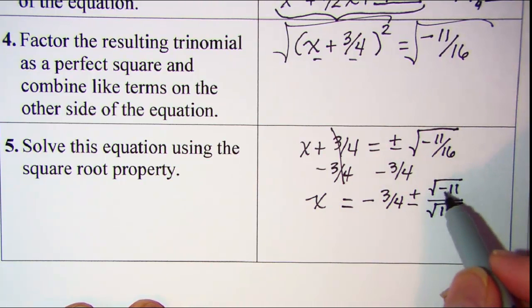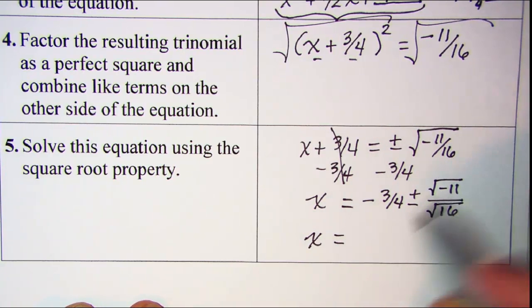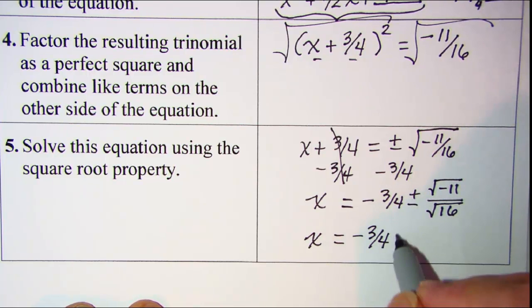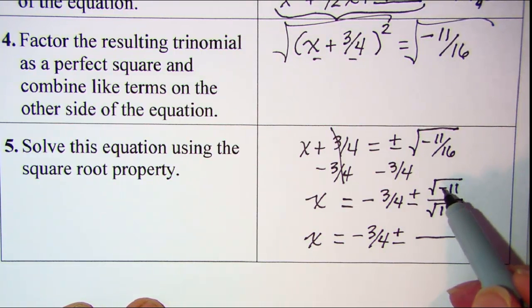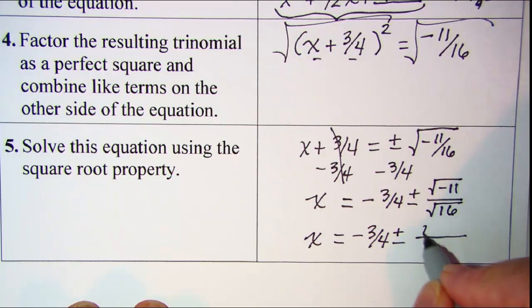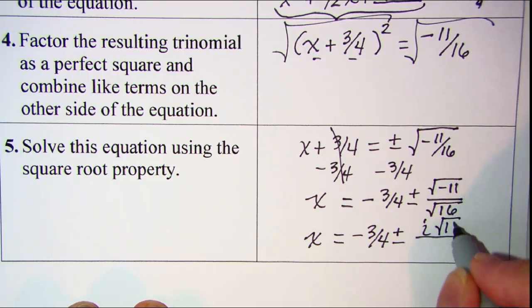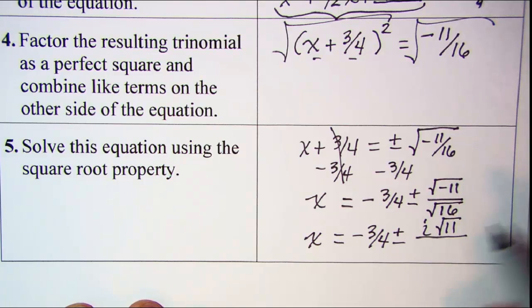And then I also want to take care of this negative radicand up here. So I have x is equal to, we copy negative 3/4 plus or minus, and then whenever you have a negative under the radical, you can separate the radical into the square root of negative 1 times the square root of, in this case, 11, and then that square root of negative 1 is i. So I'm going to write this as i times the square root of 11. And that takes that negative out from under the radical. And then the square root of 16 in the denominator is 4.